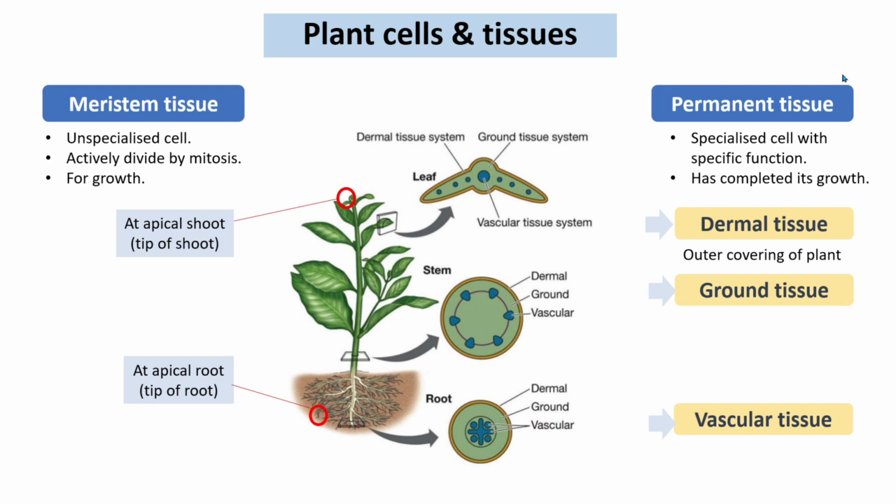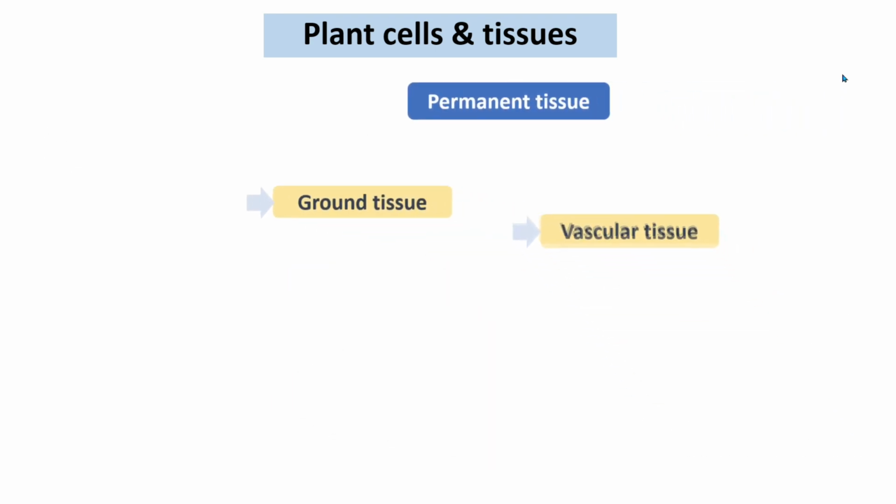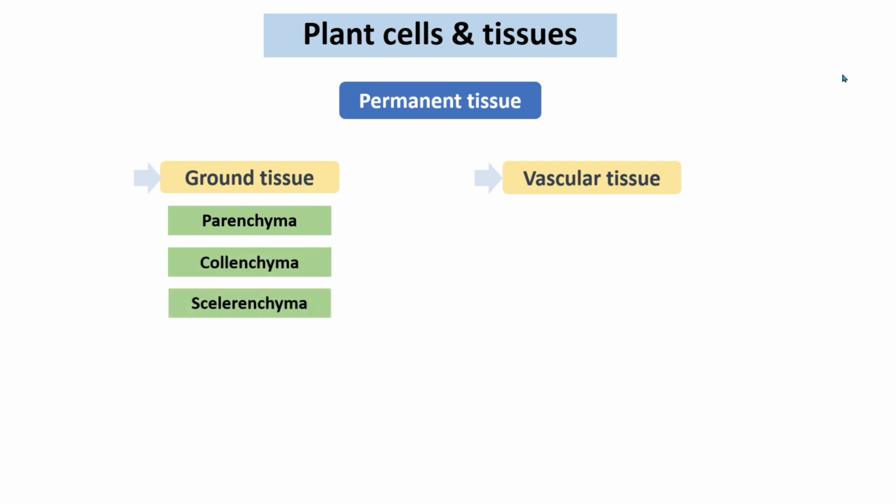Dermal tissue is the outer covering of the plant. Ground tissue carries out photosynthesis, stores photosynthesis products and supports the plant. While vascular tissue conducts water and solutes throughout the plant. In your syllabus, you need to focus on ground tissue and vascular tissue. Ground tissue consists of parenchyma, collenchyma, and sclerenchyma, while vascular tissue consists of xylem and phloem.